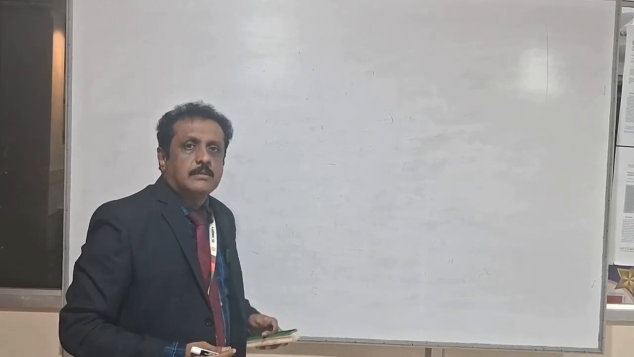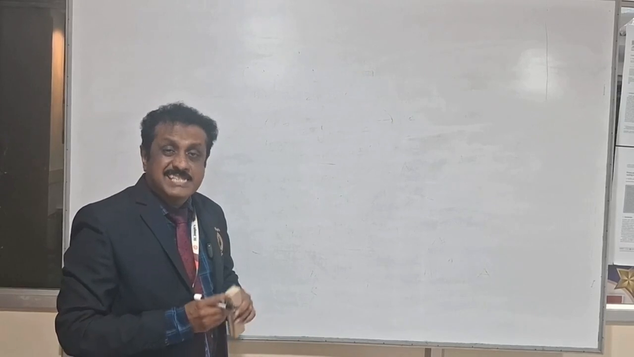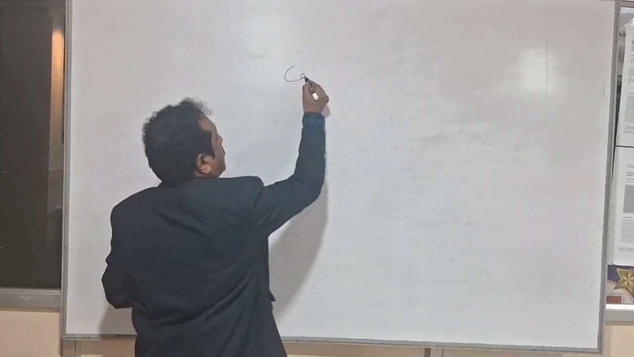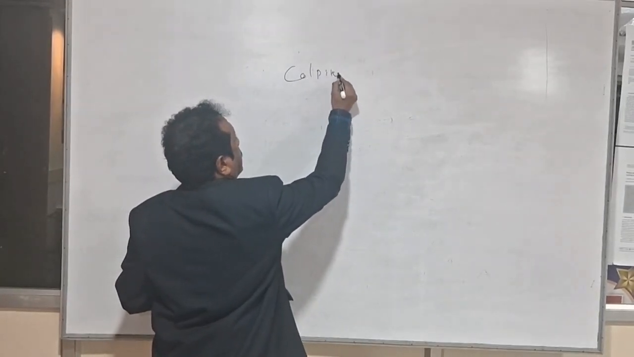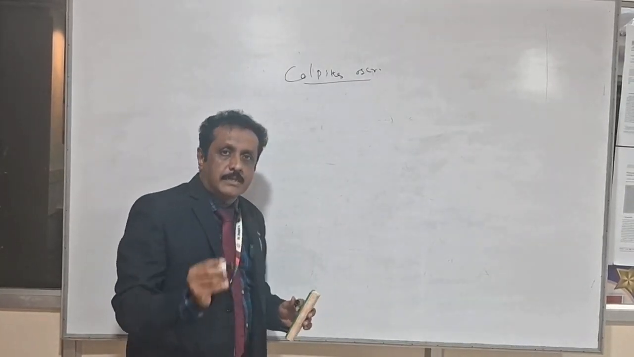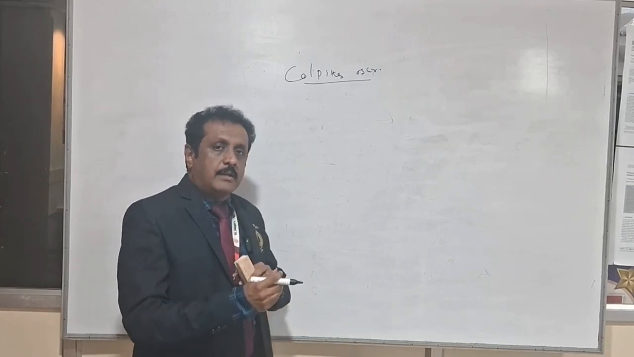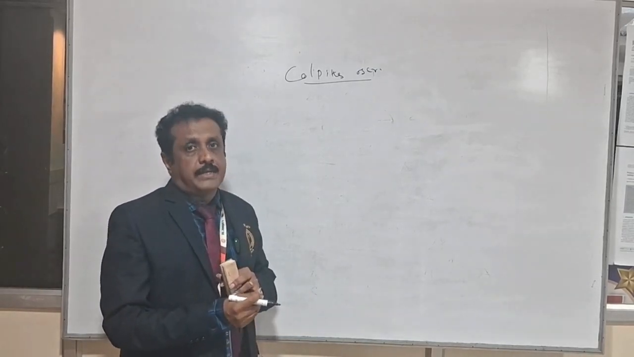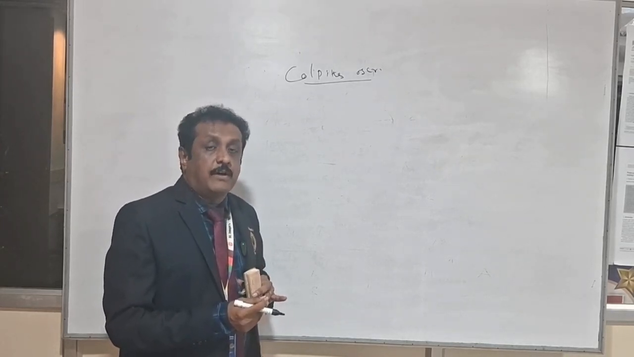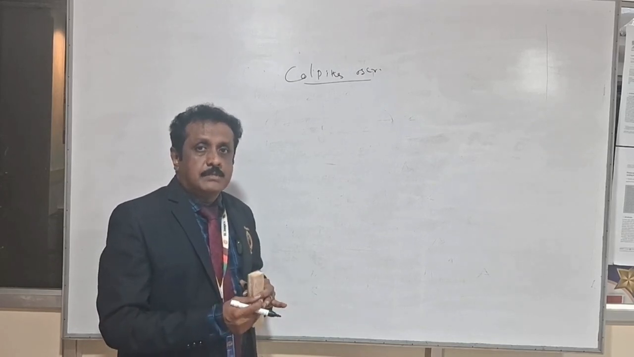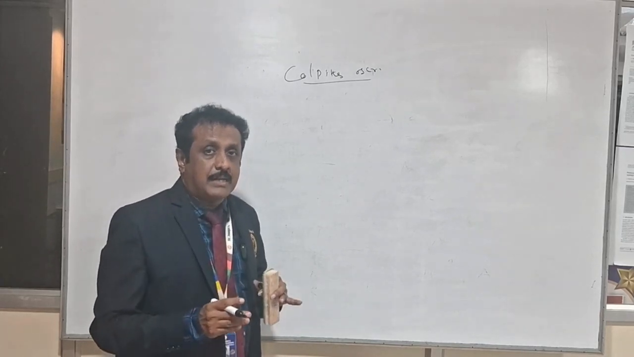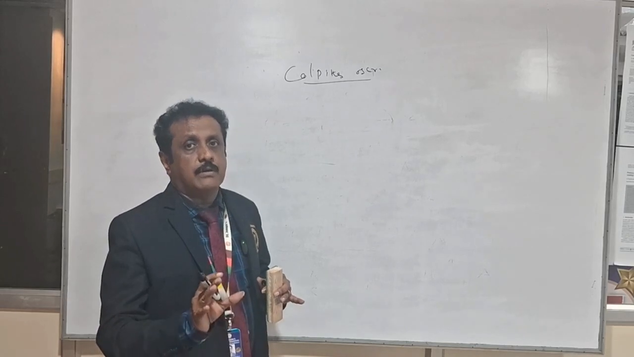Good morning, students. Now we are going to see the second classification of LC oscillator, that is the Colpitts oscillator. The major difference between Hartley and Colpitts is in the feedback network only. In the Hartley oscillator, we use two inductors and one capacitor connected in parallel that act as the tank circuit. But in Colpitts, we use two capacitors and one inductor, connected in parallel, that act as the tank circuit of the Colpitts oscillator.